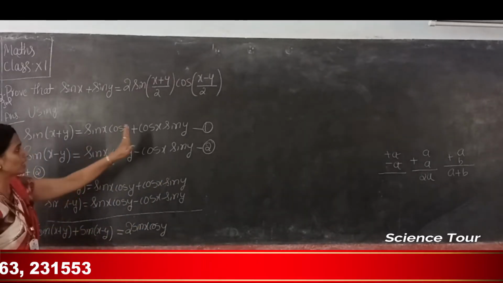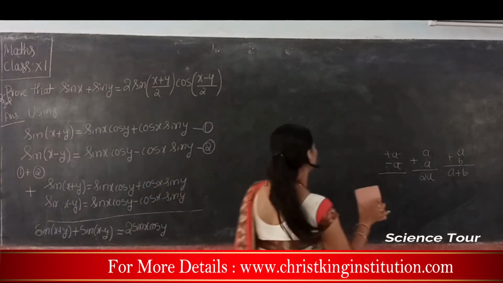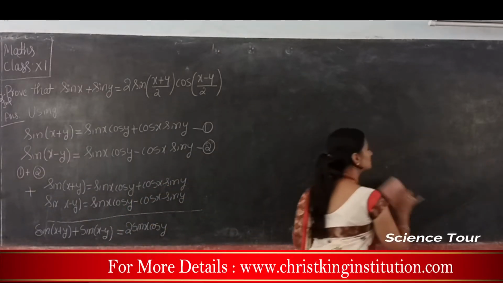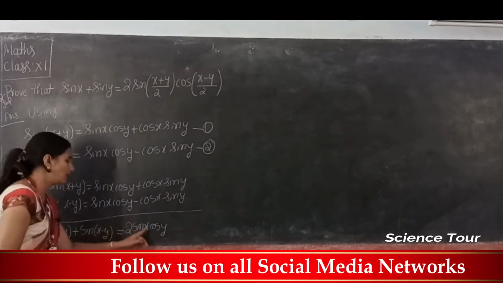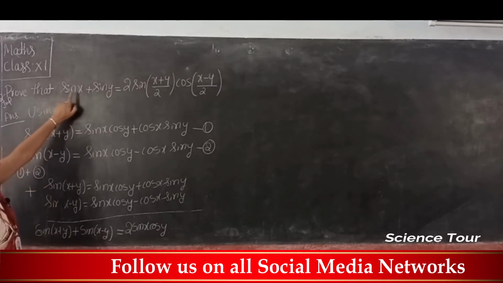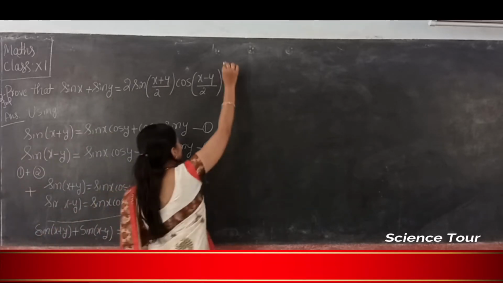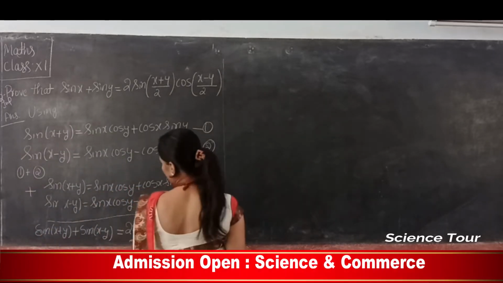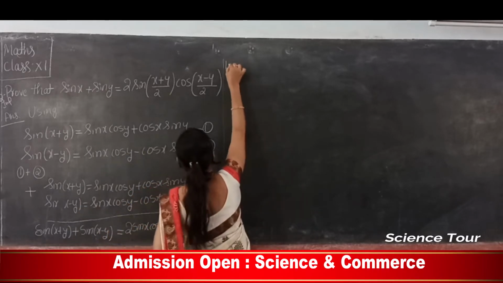Clear? So while adding equation number 1 and equation number 2, we got sin(x plus y) plus sin(x minus y), which is equal to 2 sin x cos y. But here I need sin x and sin y, right? So how to get it? So now this is your equation. Now some substitution here.